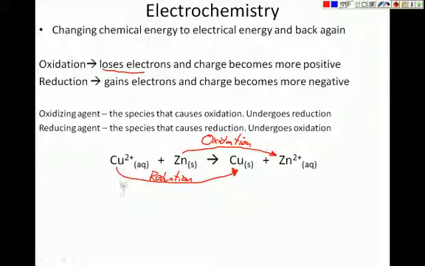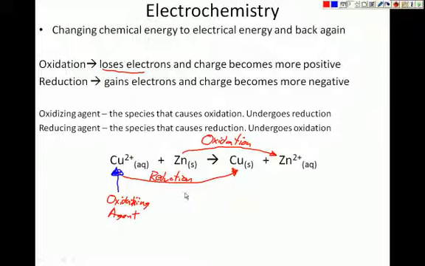Okay? Now, where did those 2 electrons go? Well, of course, they went into copper. So, or in other words, Cu. So even though this one undergoes reduction, this is what we call our oxidizing agent. So this is what caused oxidation of zinc. So this is our oxidizing agent.